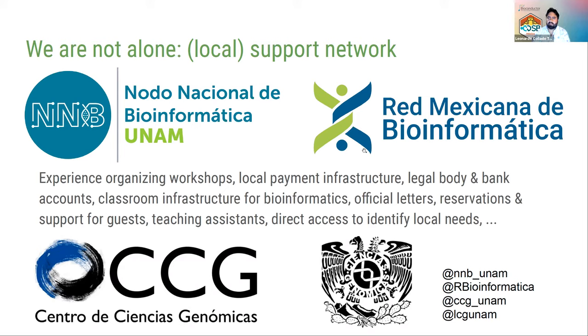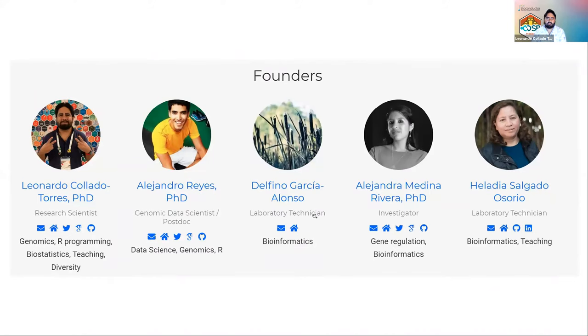And they're the ones that are able to take in all the sponsorship money and manage it and organize how to spend it. And so they have a lot of experience organizing these workshops, like dealing with the local payment from students, the legal body and bank accounts. They also have access to the classroom infrastructure. And so that's where the Center for Genomic Sciences and the undergrad program in Genomic Sciences come in, because they have a couple of classrooms with computers that we can use, provided with all the official letters, reservations, managing hotels for guests, access to teaching assistants, and many other local needs. And basically, they also have access to the local community. And so they're able to identify what people are interested in learning. So without them, that wouldn't be possible.